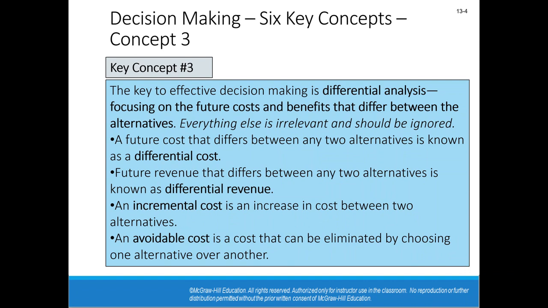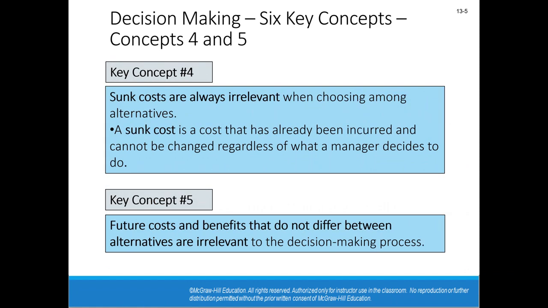So the incremental cost is an increase in cost between two alternatives. An avoidable cost is a cost that can be eliminated by choosing one alternative over the other. So, in the example of air conditioning, the avoidable cost would obviously be the cost of a new unit, but it can only be avoided for so long. Sunk costs are irrelevant when choosing among alternatives. A sunk cost is a cost that has already been incurred and cannot be changed regardless of what a manager decides to do.